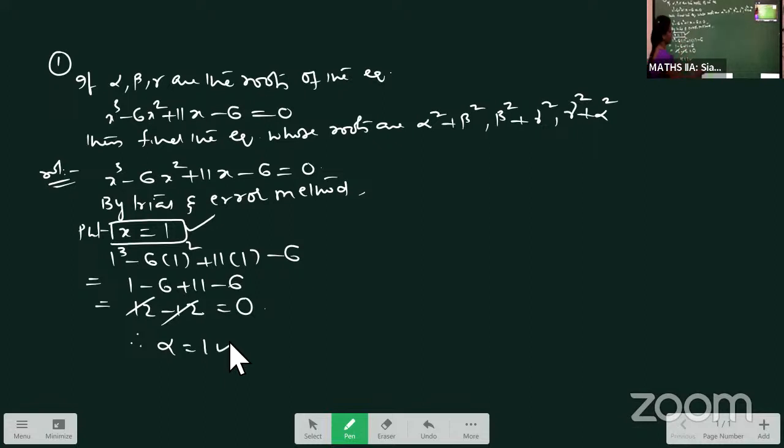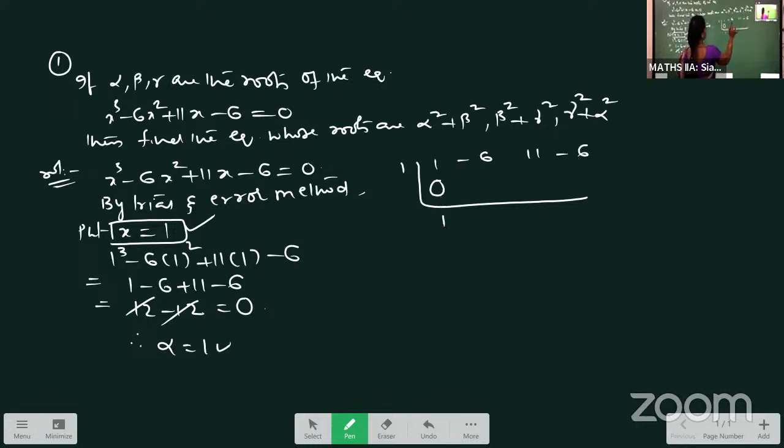Now x is equal to 1, so we should do synthetic division. You already know the procedure of synthetic division. We have done so many questions on it. So let us go for that with 1. Now you write down all the coefficients here: 1, minus 6, 11 and minus 6. Write 0 here first. 1, then 1 plus minus 6 is minus 5. Minus 5 into 1 is minus 5. We are getting 6. So 6 into 1 is 6. So we are getting 0.